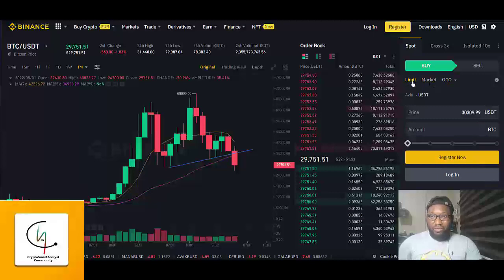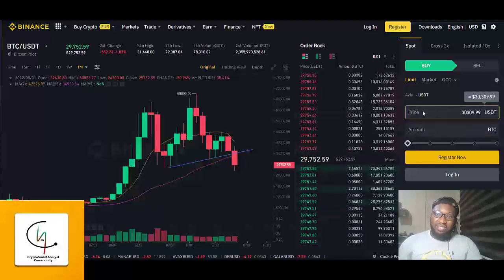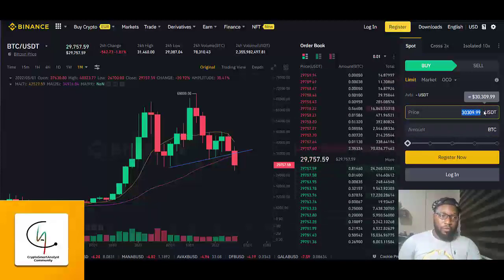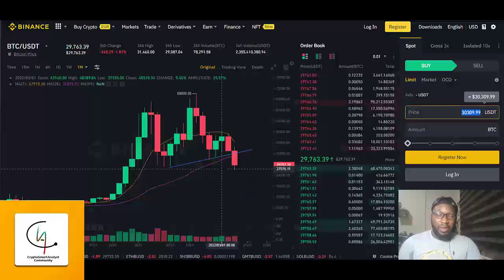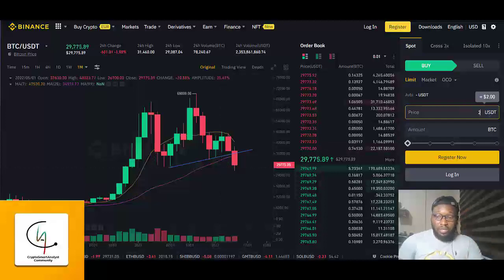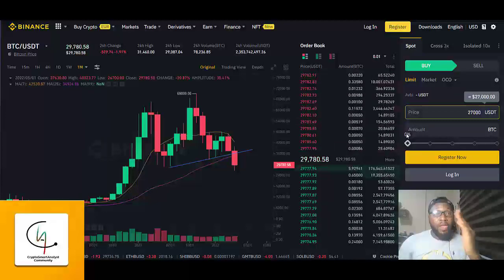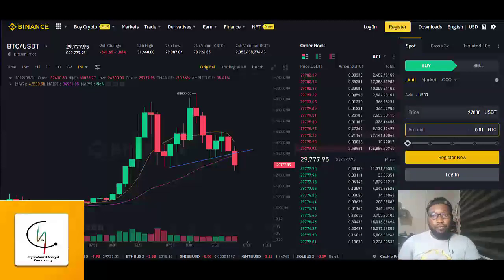If you click on limit, you can decide the price you want to buy at. Limit is good for people that want to trade, in the sense that when you get a signal, you can decide to place your order early, like what I did on my last call. I said Bitcoin is going to drop to 27k, so I placed my entry when Bitcoin was still at 32,000. I already placed an entry at 27k, so that when Bitcoin dumps to $27,000, it should place a buy order for me. Then you enter the amount of Bitcoin you want to buy. This is 0.01.